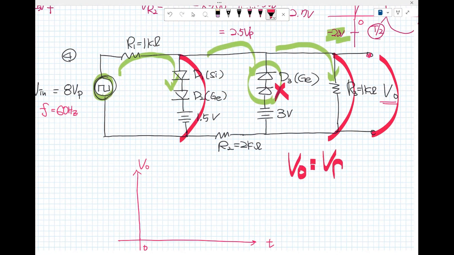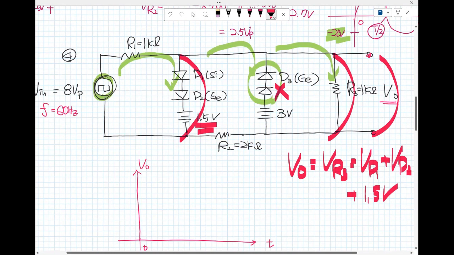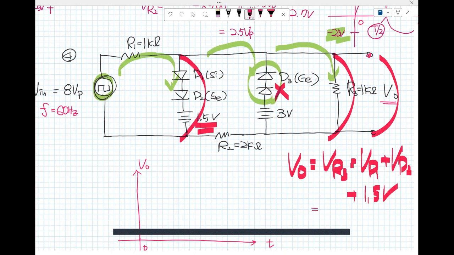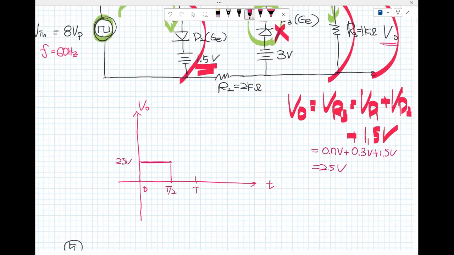V sub 0, V sub I sub 3 is equal to V sub D sub 1 plus V sub D sub 2 plus 1.5 volt. Okay. One more time. V sub 0, V sub I sub 3, that is the open circuit. V sub D sub 1 plus V sub D sub 2 plus the 1.5 volt. Okay. So in here, that was 0.7, 0.3, 1.5, 2.5 voltage. Correct. So right there, 2.5, T over 2, and T.